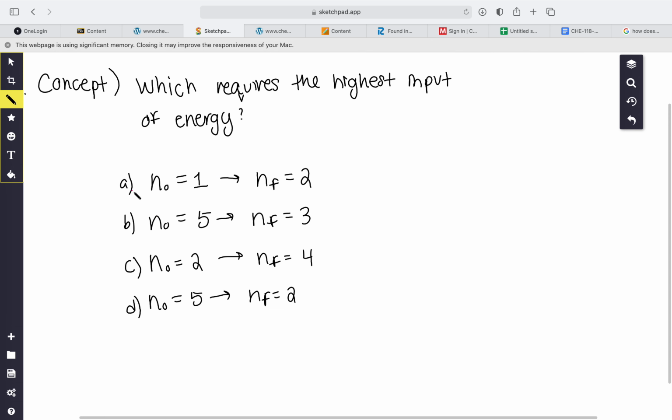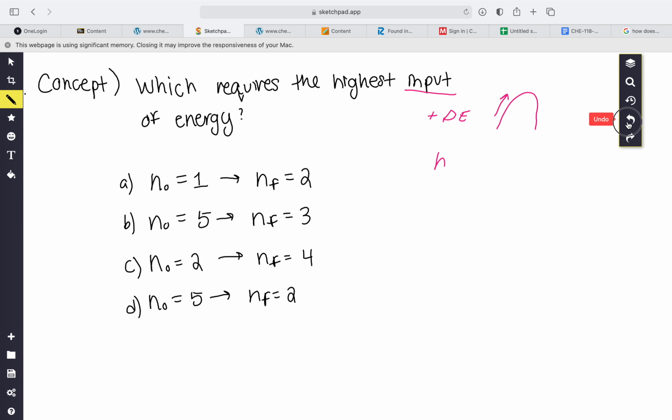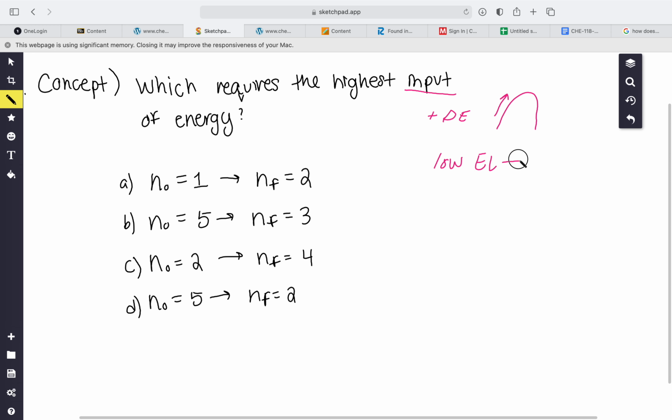Okay, so for A, let's look at A first. We're asked which requires the highest input of energy. So that means that our delta E is going to be positive. So we're going to be going up the hill. So we need to go from a low energy level to a high energy level. So let's look at the first one. Okay, so we're going from 1 to 2. So we're going from a lower energy level to a higher.